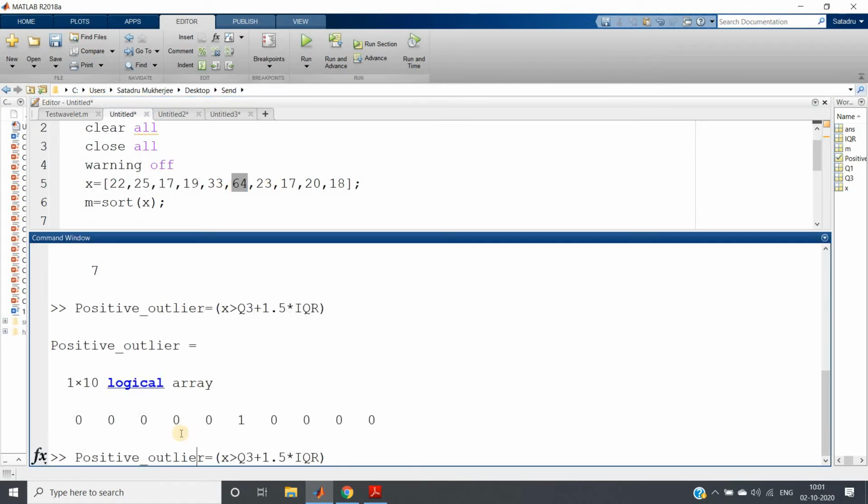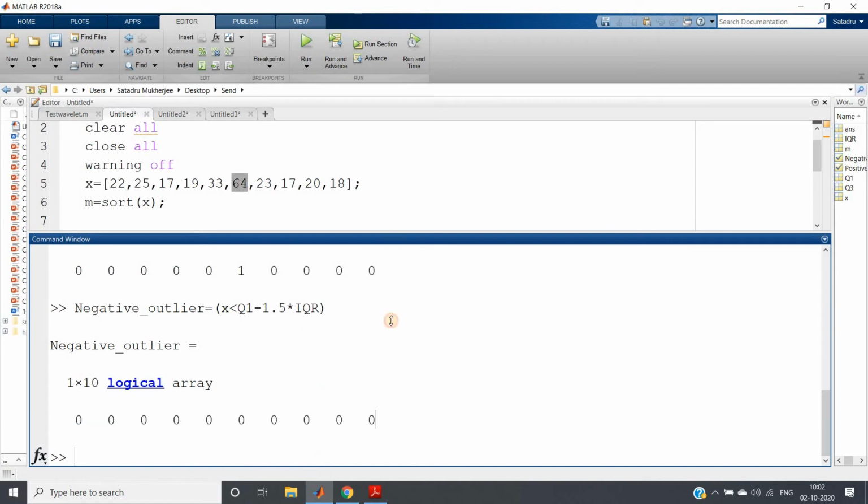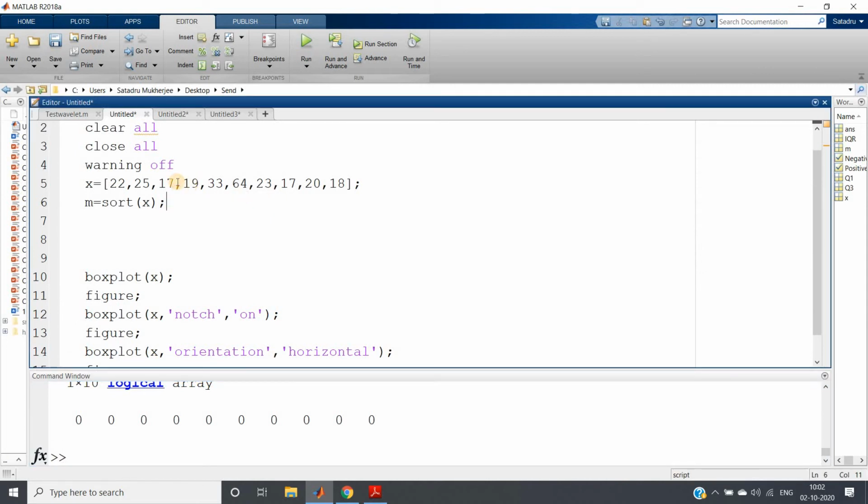Now it's time for the negative outlier. Let's check negative. A negative outlier should be x less than Q1 minus 1.5 into IQR, any value present in our x, and you are getting all 0. That means no negative outlier is present in our data set. So what we are concluding: for this data set Q3 is 25, Q1 is 18, the interquartile range is 7, a positive outlier is present, and that is our 64. Okay, no negative outlier is present.